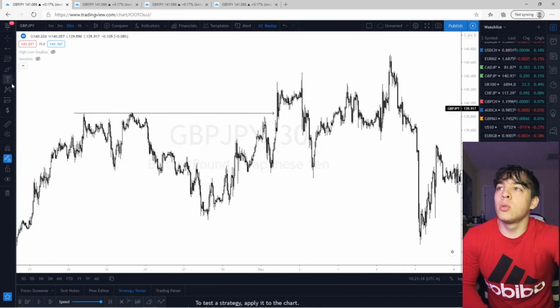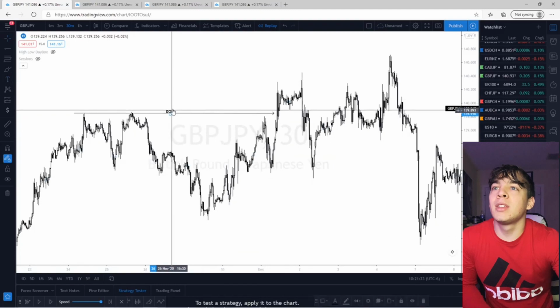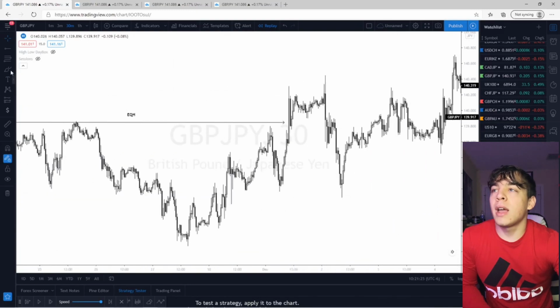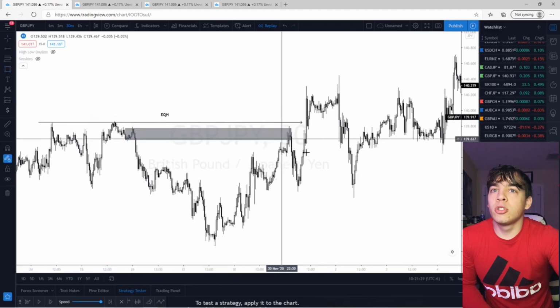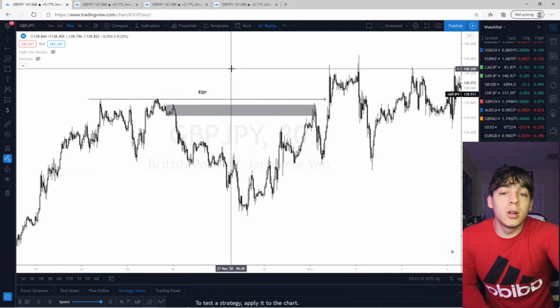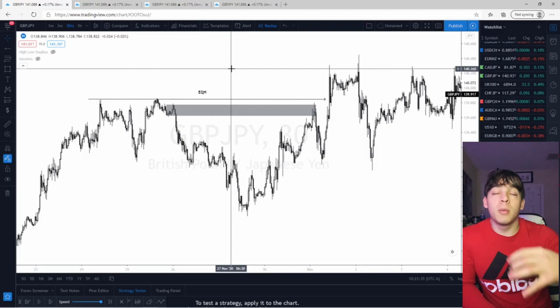So like I said, liquidity, I would just put EQH, which stands for equal highs, and then we also have a little area of supply here, right? A little area of supply that I would draw out, which is different than support resistance, right? If you don't know what supply and demand is, I do have some videos in the past that I did cover that.